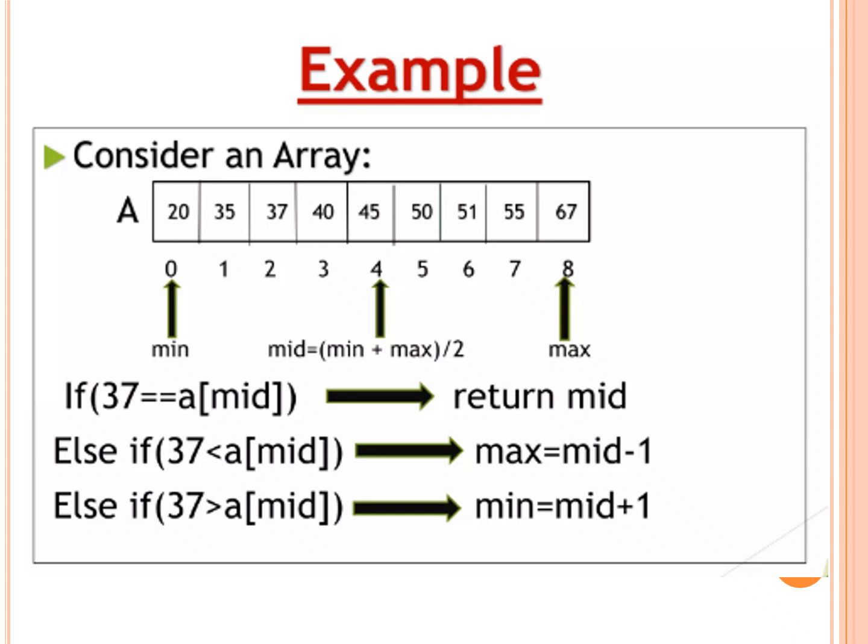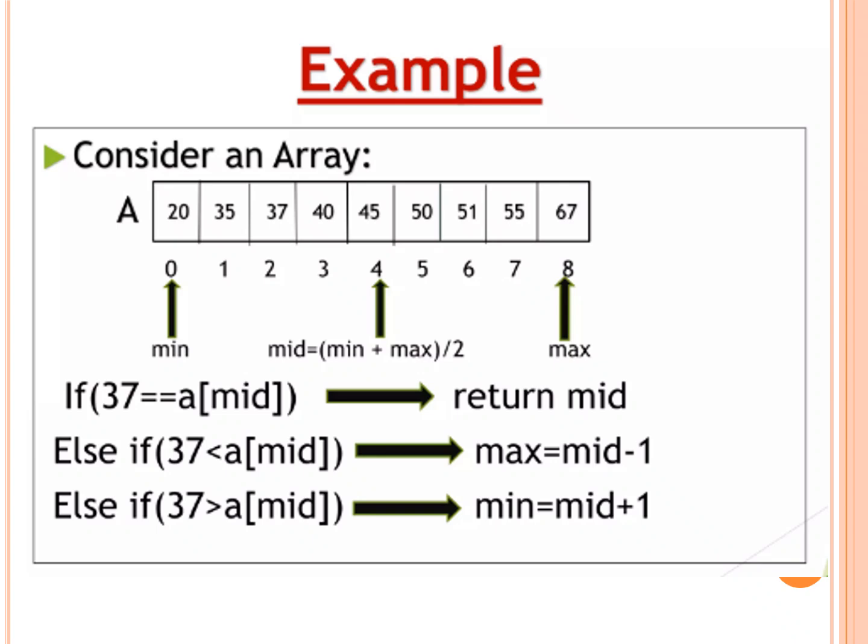So we have taken an example of binary search. We have an array that has been given. First we have to check whether we can apply binary search or not. As the characteristics of binary search say, it can be applied only to sorted arrays. If you see this array, it is a sorted array. I have to find the element 37.